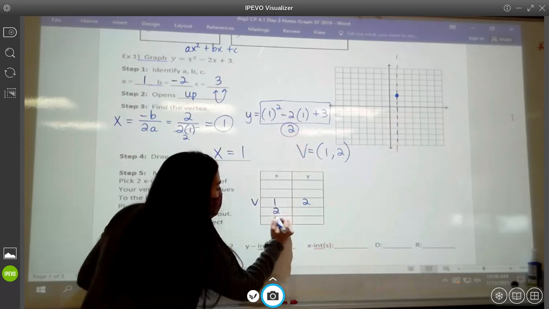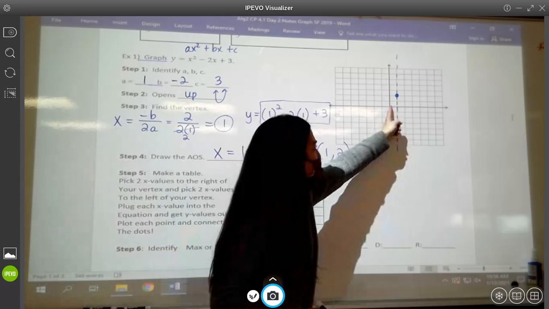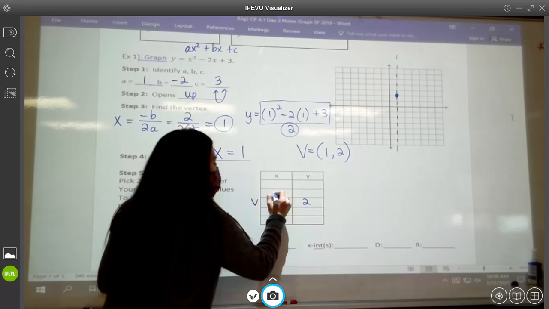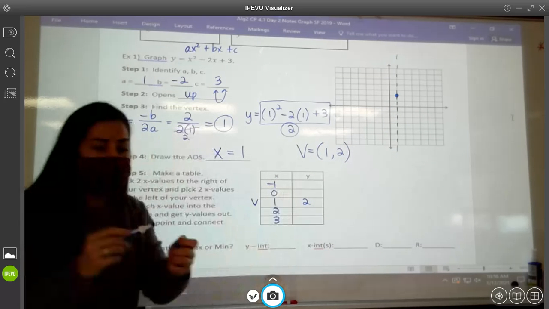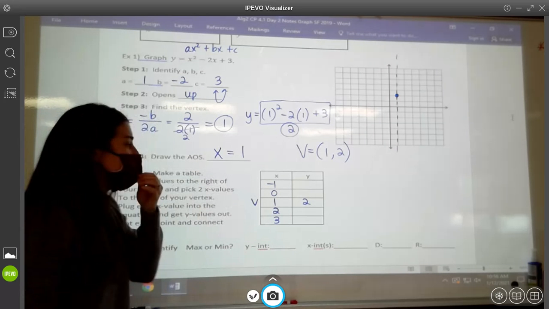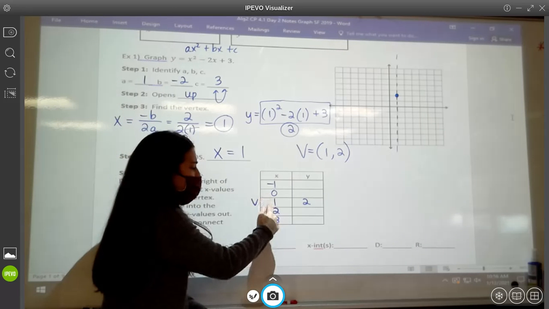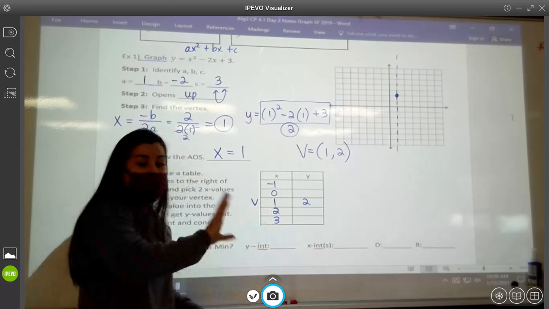So 2 and 3. And then pick 2 x values to the left. So that would be 0 and -1. And I want you to fill them in just like that because it'll help with the whole matching and the whole symmetry. So I want your box to be in numerical order: -1, 0, 1, 2, 3, with your vertex being right in the middle.